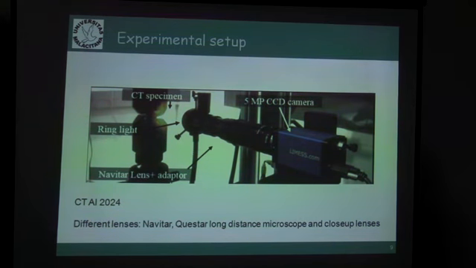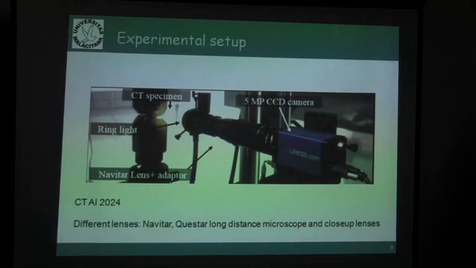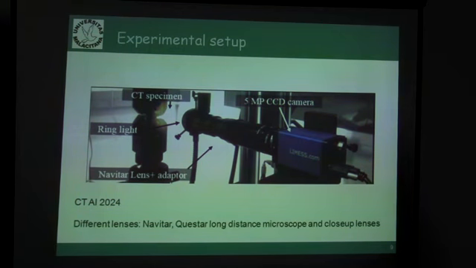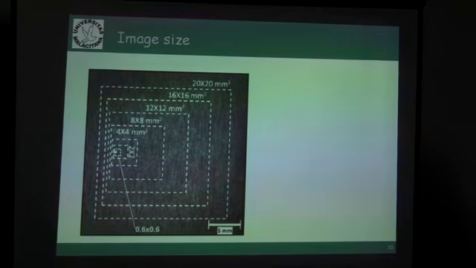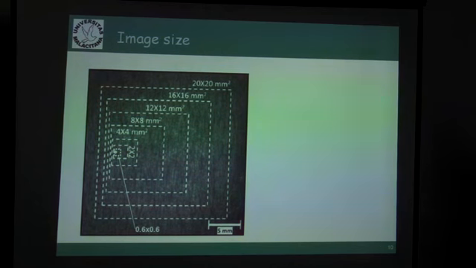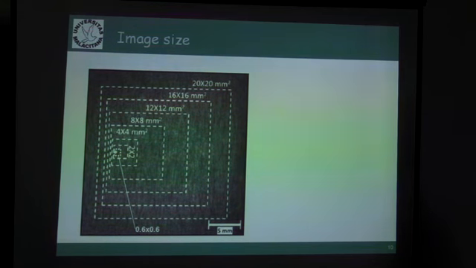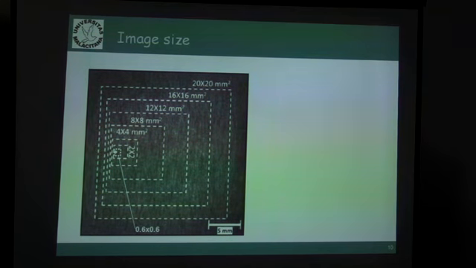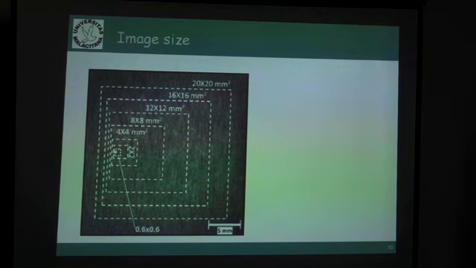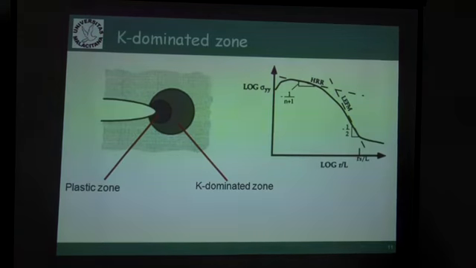We used different lenses, trying to cover a very wide range of magnification. Using the long distance microscope with a higher magnification, we were able to do image correlation on a small patch of 0.6 by 0.6 millimeters, and by changing the lenses, we were able to go up to 20 by 20 square millimeters.